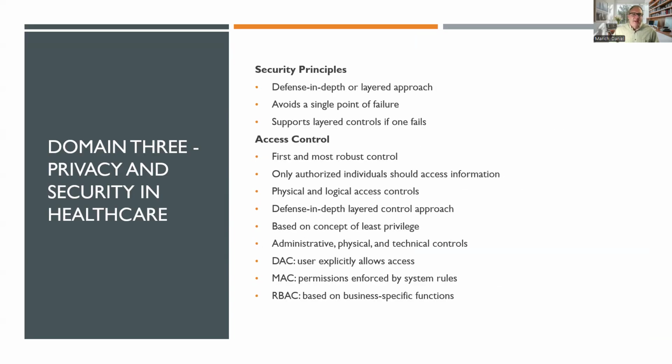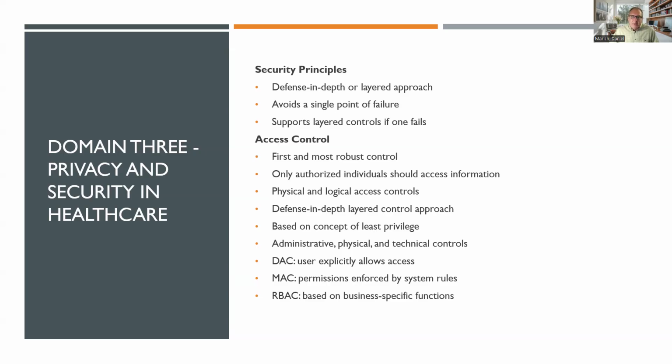Know them. Know the concepts of defense in depth or the layered approach. Avoiding a single point of failure is a big part of that. Layered controls. If one fails, there's another one they have to get through to get to the corporate jewels we're trying to protect. Then it goes into access control, right? So this is our primary control. You know, basically only authorized individuals should access information. This is physical and logical access, builds on the defense in depth.